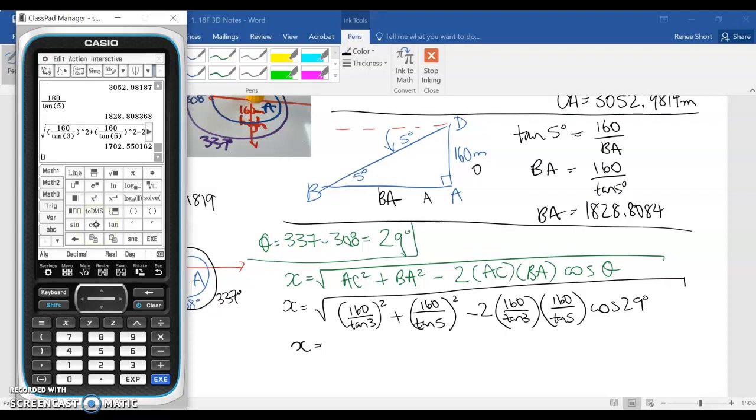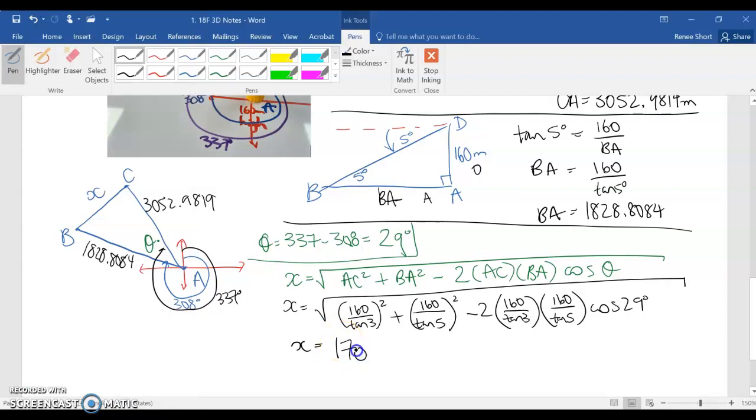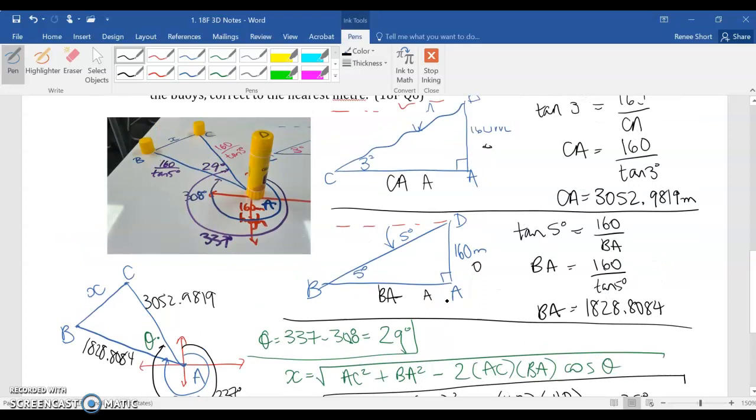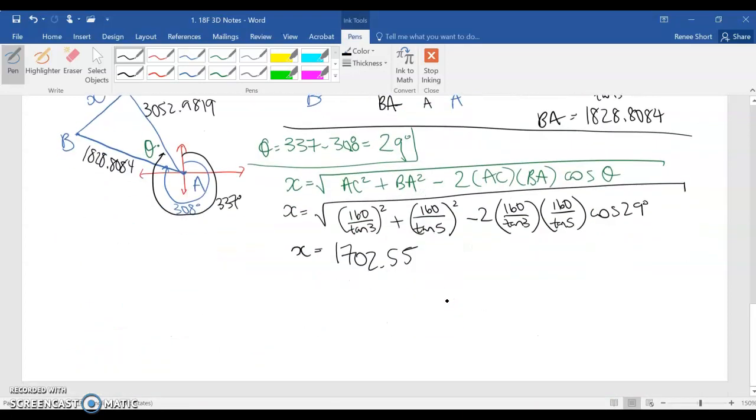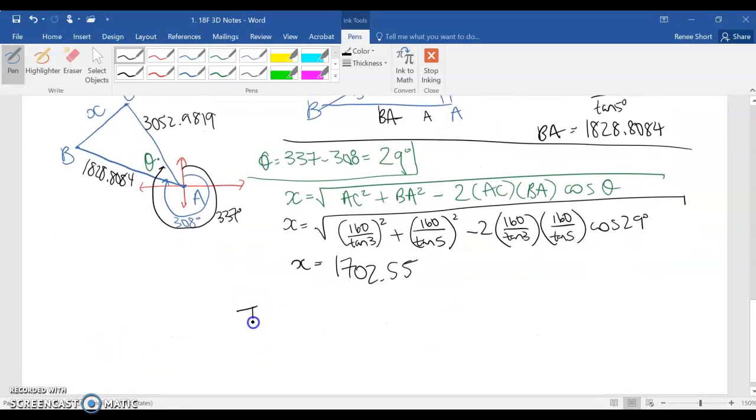We get 1702.55. And in answer to our question, it did say find it to the nearest meter. So we're going to say then that the boys are 1,703 meters apart.